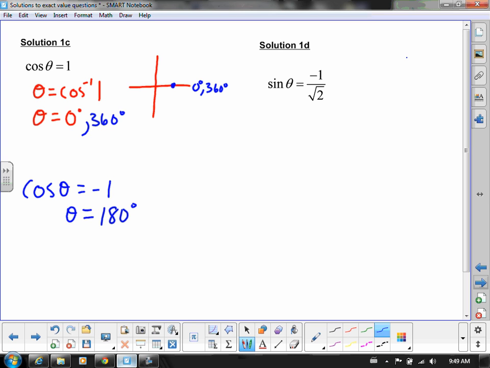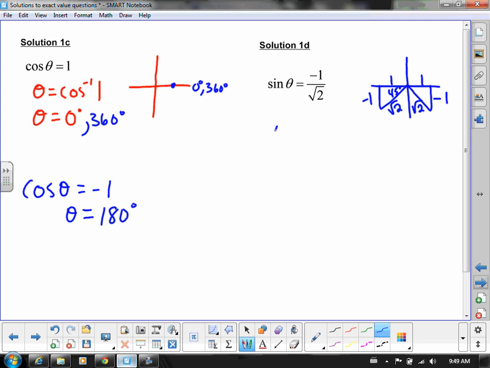Now the last one that we're going to look at is sine theta equals negative 1 over root 2. Sine is negative when y is negative. So in quadrants 3 and 4, we have our answers. So sine is negative 1 as your opposite, root 2, negative 1, root 2. And then that means this here is also going to be 1. So this is our 45, 45, 90 triangle.